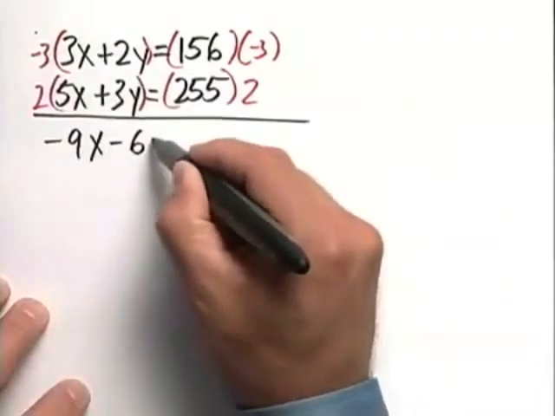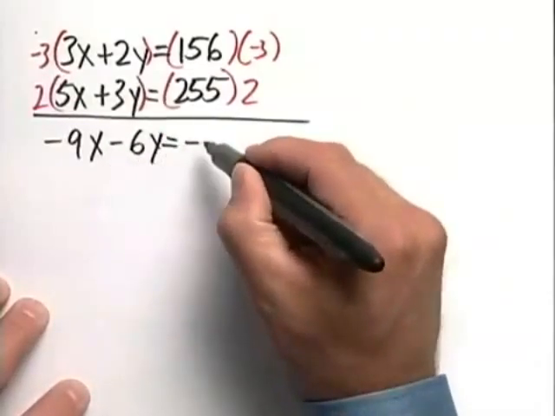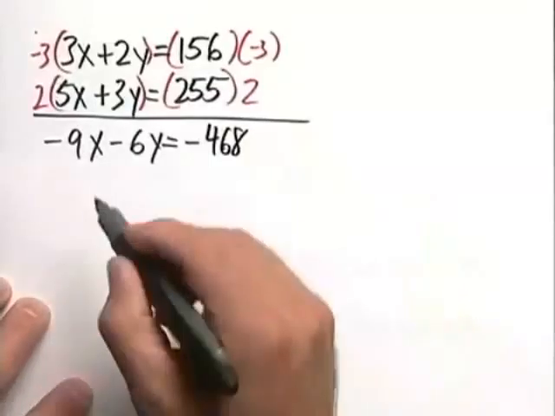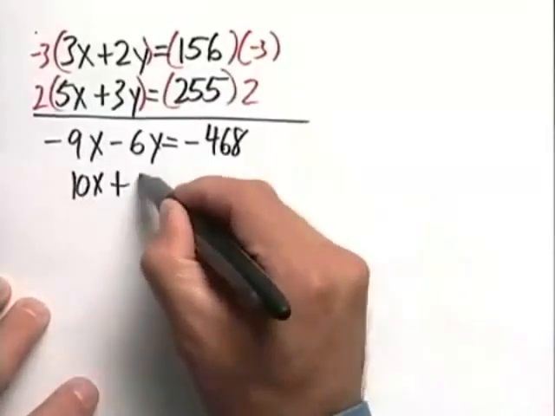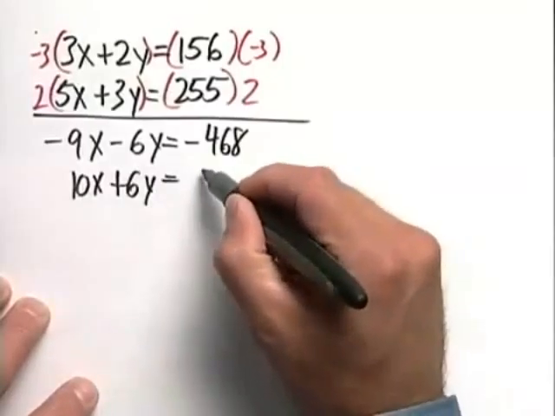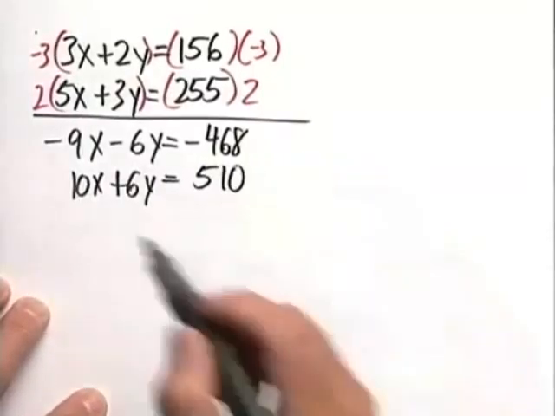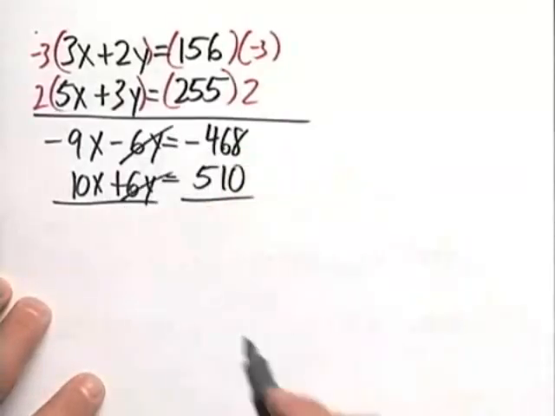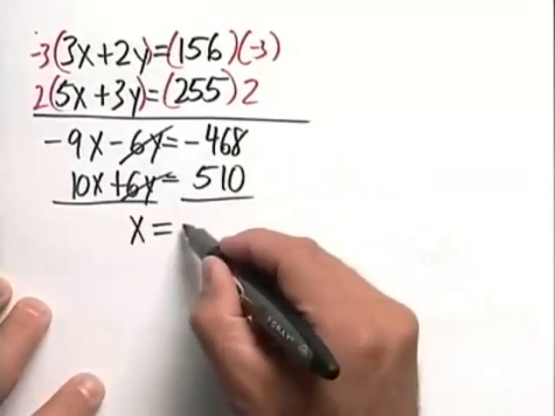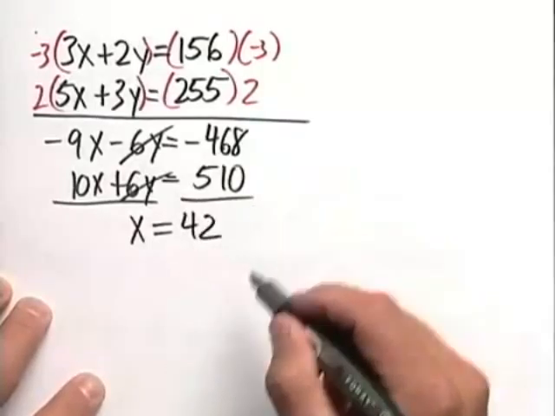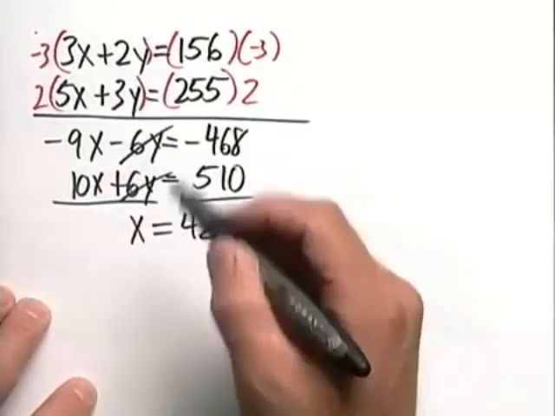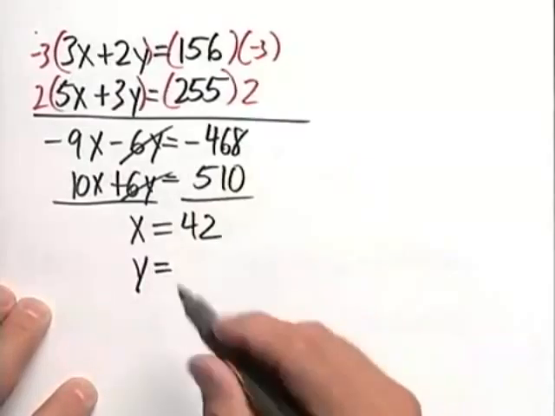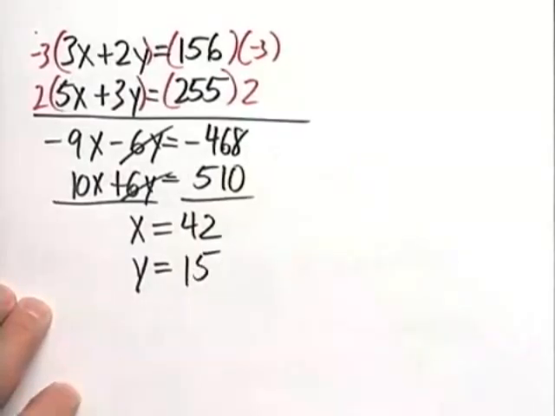-9x minus 6y, that's equal to -468. Multiplying the 2's through, we get 10x plus 6y, that is then equal to 510. Adding down our columns, by design, those y terms drop out, and we obtain x is equal to 42. To find the y, we're going to plug x back into one of our 2 original equations, and from that we get y is equal to 15.